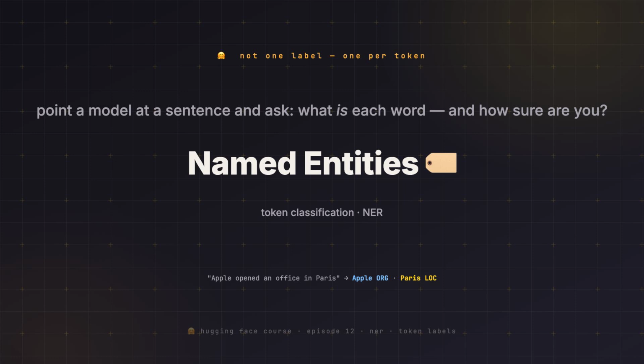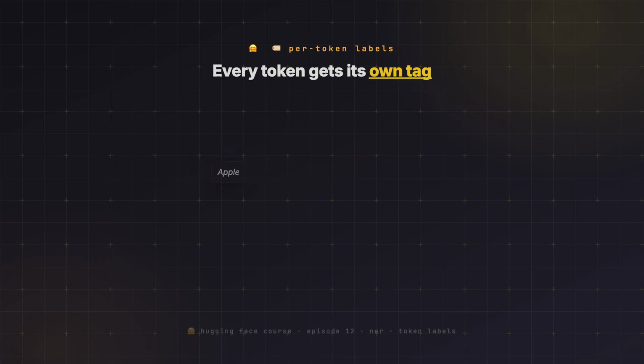Today we use it. We're going to point a model at a sentence, ask it not "is this positive or negative," but "what is each word," and get back highlighted entities. This is a company, that is a place, and here's how confident I am. Token classification is a different shape of task from everything we've run so far.